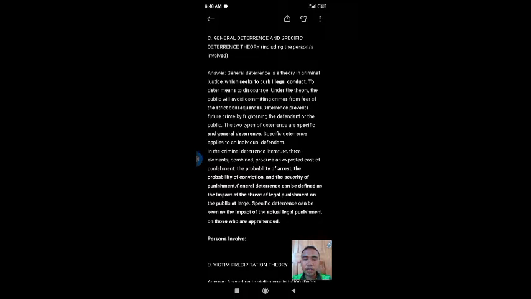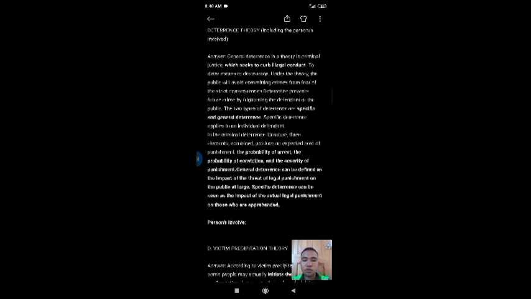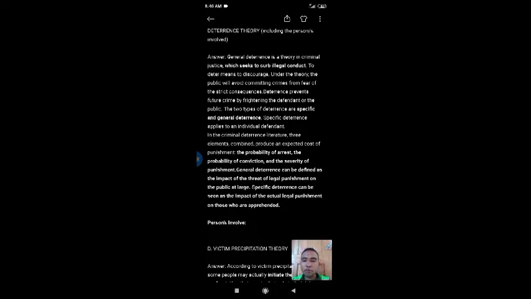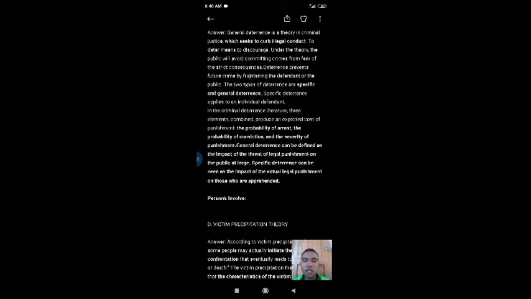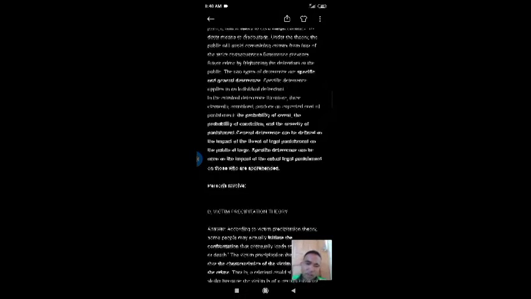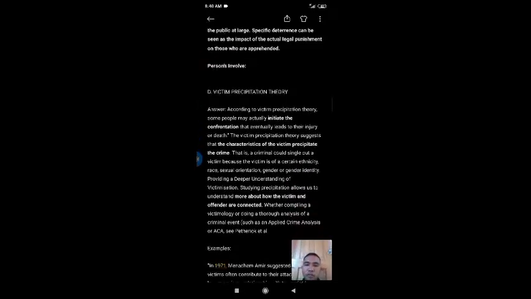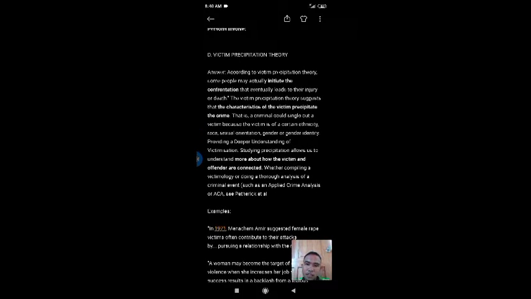In the criminal deterrence literature, three elements combine to produce an expected cost of punishment: the probability of arrest, the probability of conviction, and the severity of punishment. General deterrence can be defined as the impact of the threat of legal punishment on the public at large. Specific deterrence can be seen as the impact of the actual legal punishment on those who are apprehended. So, letter D is victim precipitation theory.